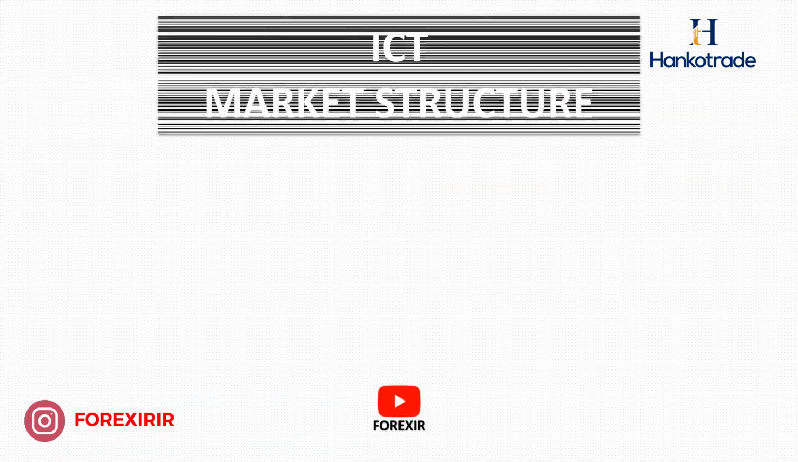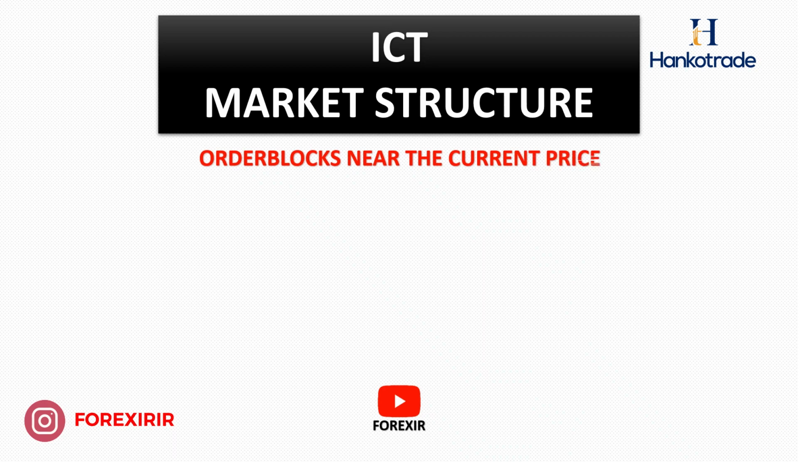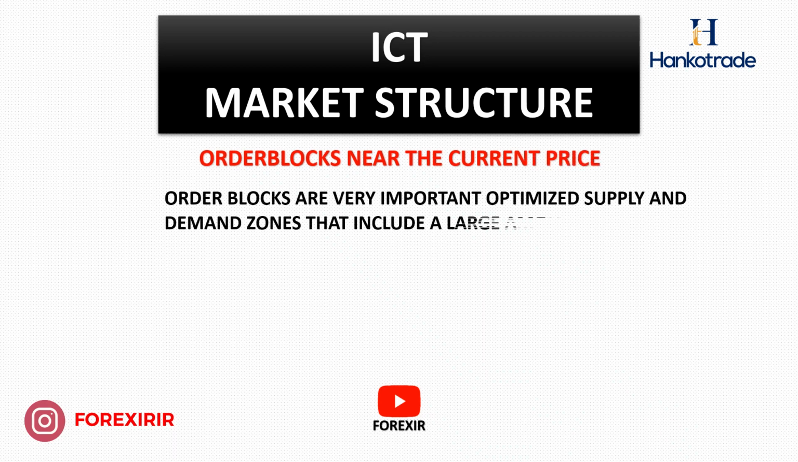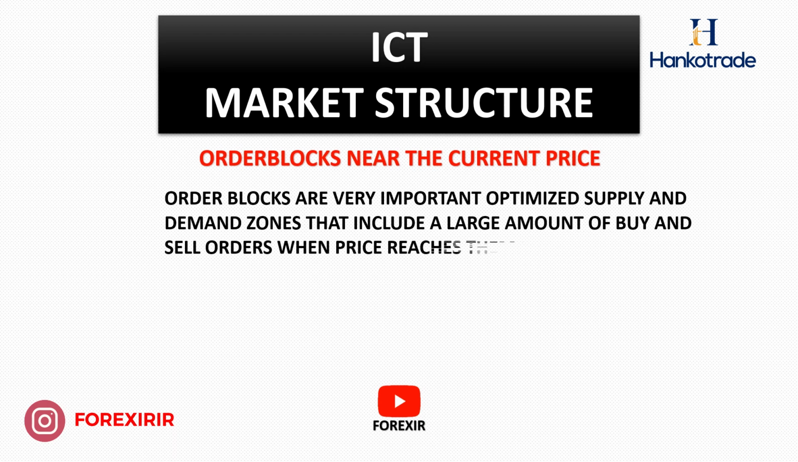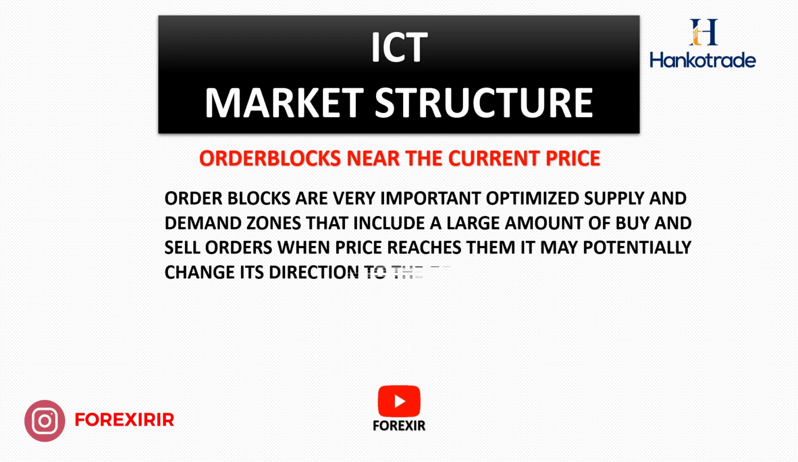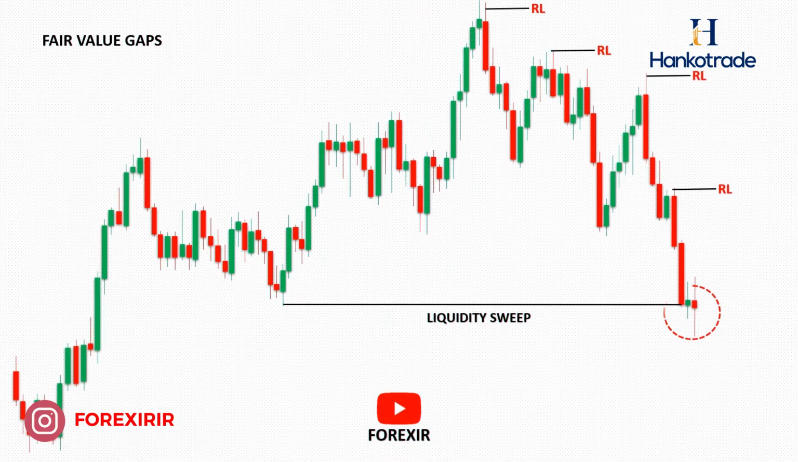Now, let's move on to the 4th key factor on the price chart, which is identifying order blocks near the current price. Order blocks are significant and optimized supply and demand zones that encompass a substantial number of buy and sell orders. When the price approaches these order blocks, it has the potential to change its direction to the opposite way. Let's explore how to identify an order block on a candlestick chart.